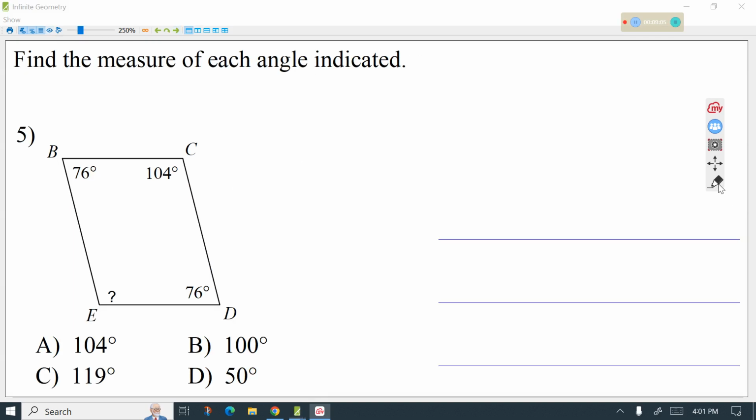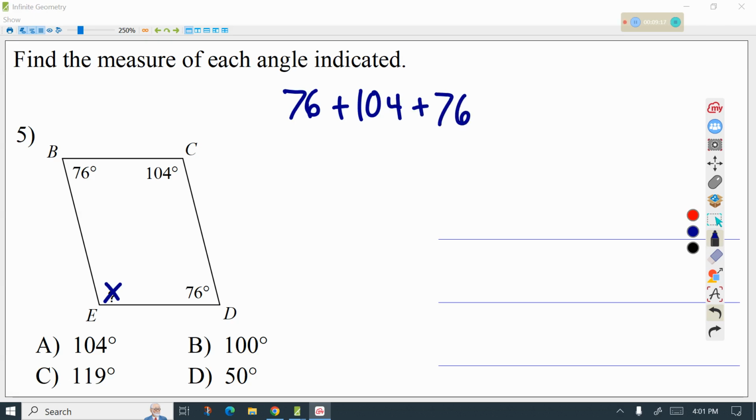Okay, so now we're going to talk about one of the basic things about any 4-sided shape. Any 4-sided shape, if I add up the 4 angles from that shape, they have to add up to 360. So if I add up these 4 angles, right, 1, 2, 3, 4, they have to add up to 360, okay?